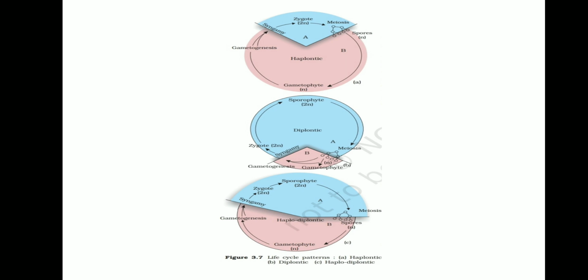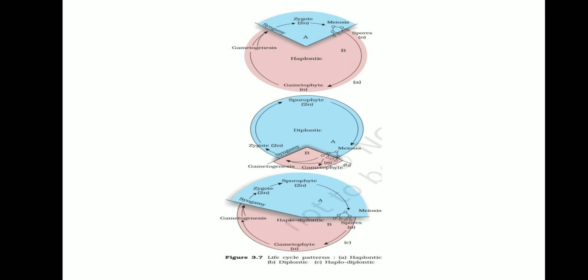Bryophytes and pteridophytes interestingly exhibit an intermediate condition, that is haplodiplontic. Both phases are multicellular, however they differ in their dominant phase. So algae and bryophytes show haplontic life cycle, whereas gymnosperms and angiosperms show diplontic life cycle. But bryophytes and pteridophytes have an intermediate condition, that is haplodiplontic.